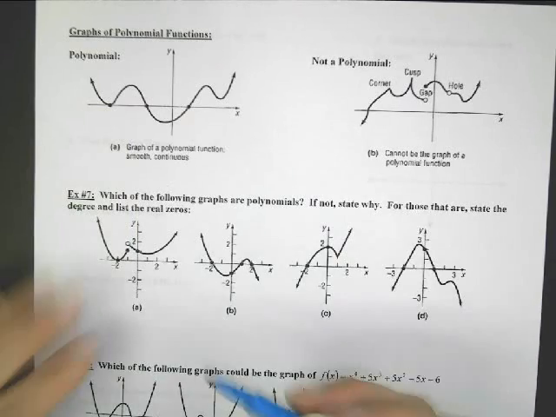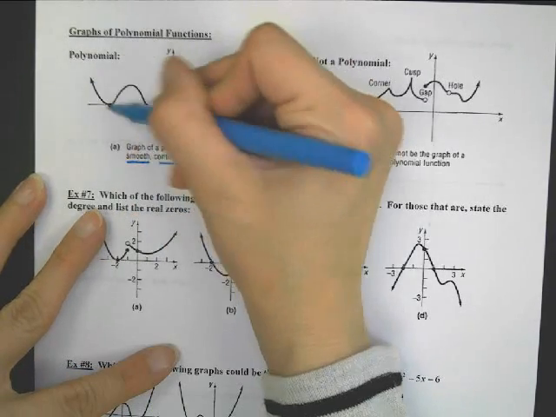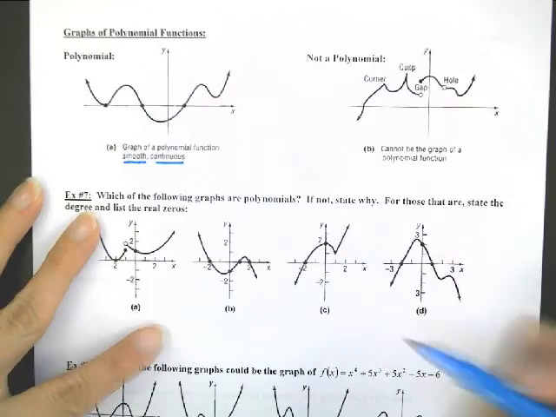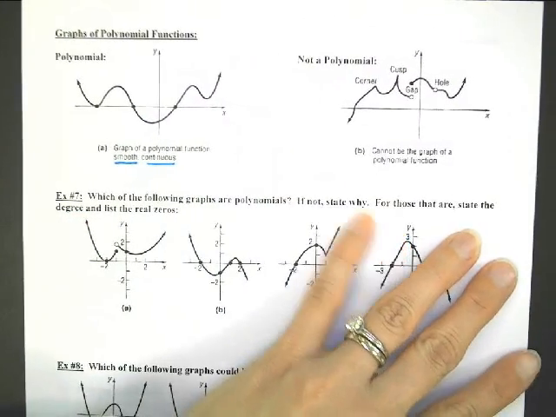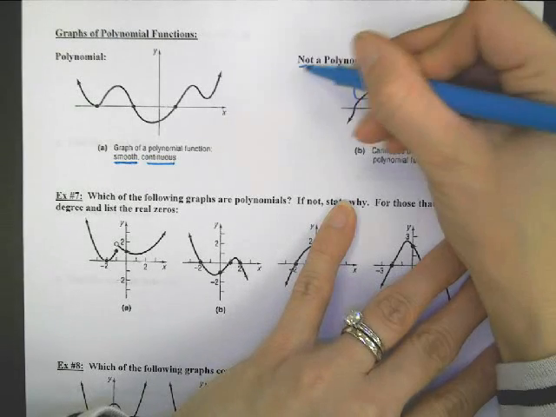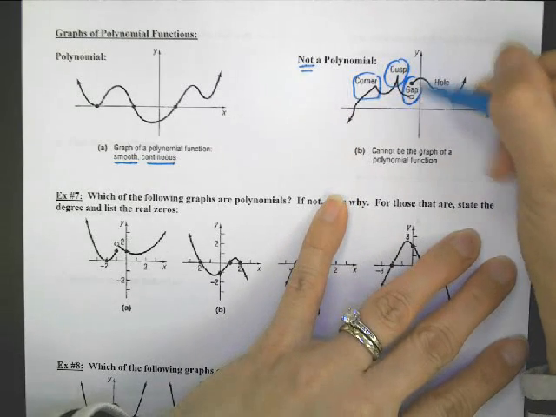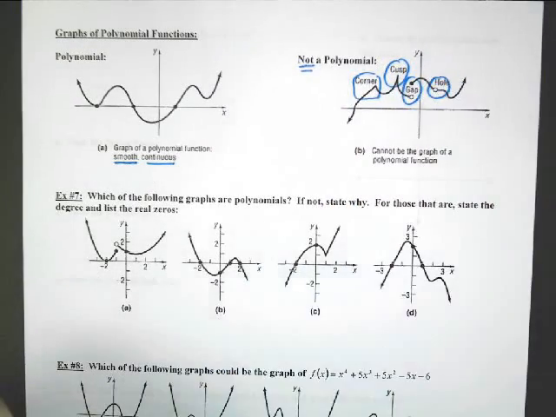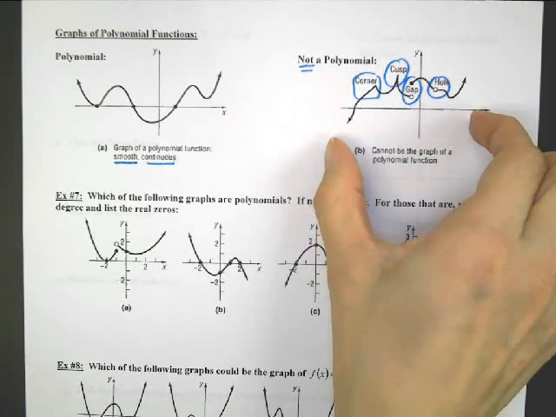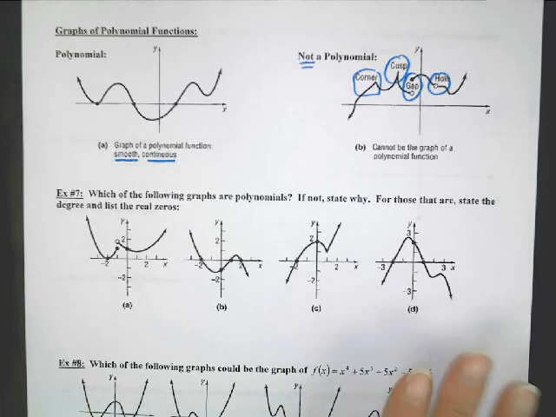Okay, this is what a polynomial is. It's smooth. It's continuous. It's curvy. Okay, this is curvy. This is not a polynomial. Okay, this is not, for example, here's a corner, a sharp bend. You cannot have that. You cannot have a cusp where it goes way high like that. You cannot have a gap. You cannot have a hole. These are not polynomials. This is not what we're studying. Okay, do not draw any of these on your test paper for this chapter.